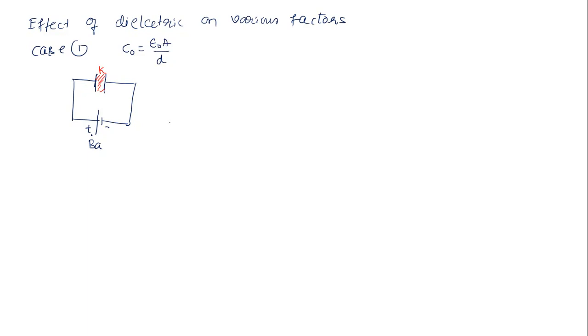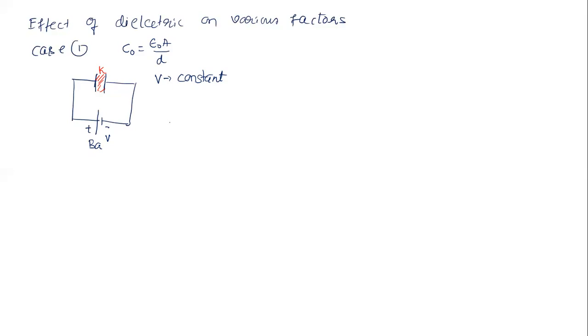Potential always decreases. But the thing is, this capacitor is connected to what now? Battery. Since it is connected to the battery, as soon as potential decreases here, the battery will bring it back to the original potential. So since the battery is connected, potential remains constant. Potential will not change. V is constant, equal to the potential of the battery.